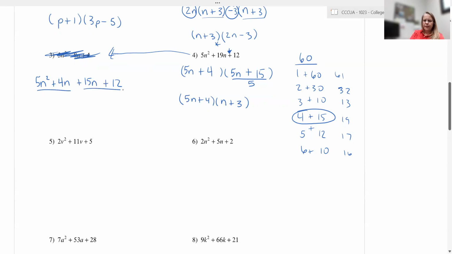And so I'm going to do this by grouping. I'm going to put my first 2 together and my second 2 together. Take out the greatest common factor between 5n squared and 4n, which is n. And I'm left with 5n plus 4. And then looking at my next 2 terms, my greatest common factor between these 2 is 3. So 15n divided by 3 is 5n. 12 divided by 3 is 4. And then I'm going to take that 5n plus 4 out. And then what's left is n plus 3.